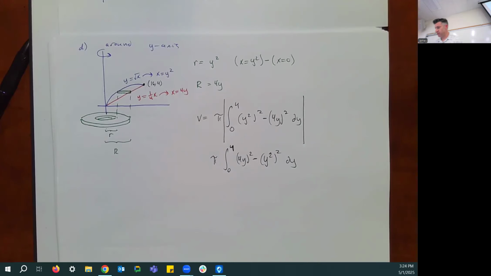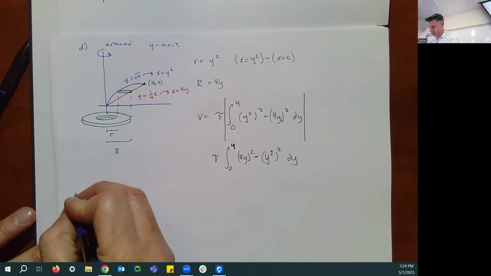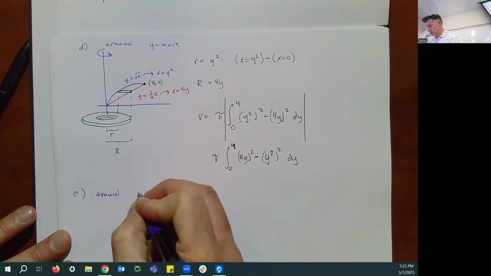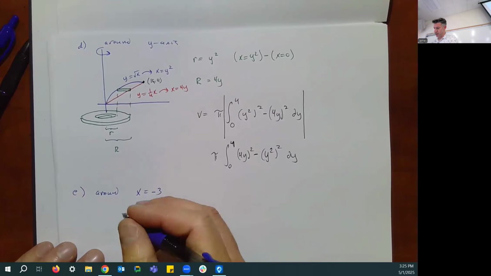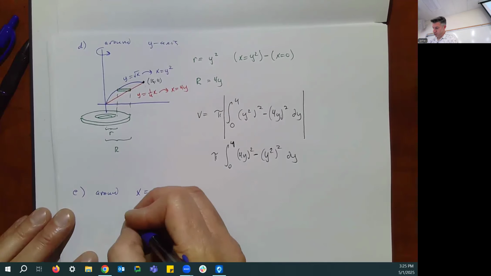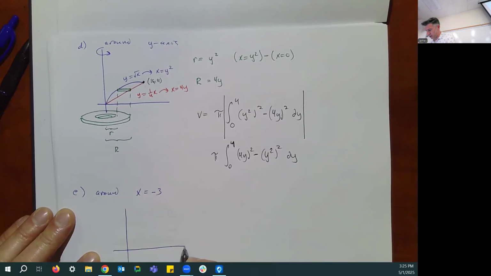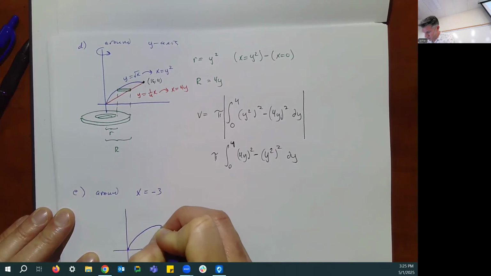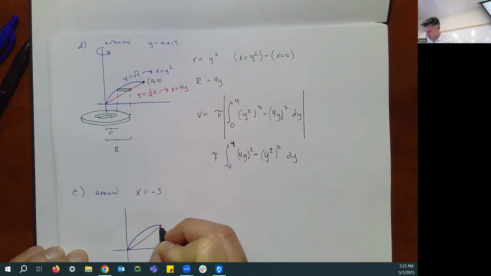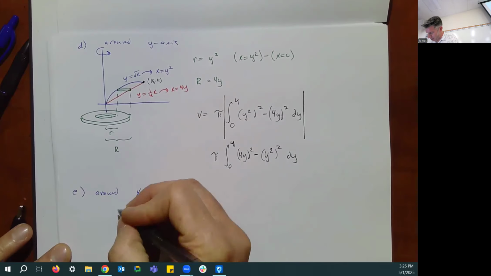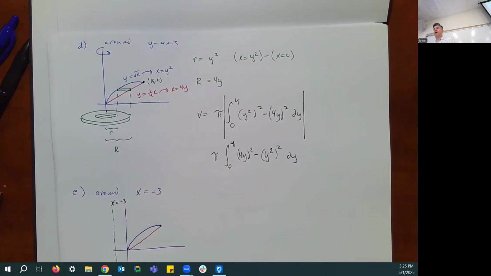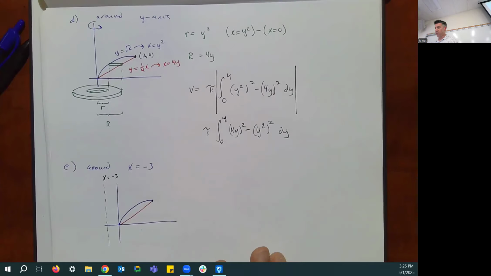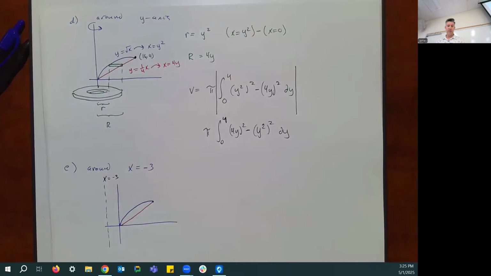Okay, two more of these. We're going to go around the line x equal to -3. If we do that, let's see. So, yeah, drawing this picture again and again and again. So now our axis of rotation is over here. And so all of our radii should have gotten 3 larger. We move the axis of rotation 3 further away.